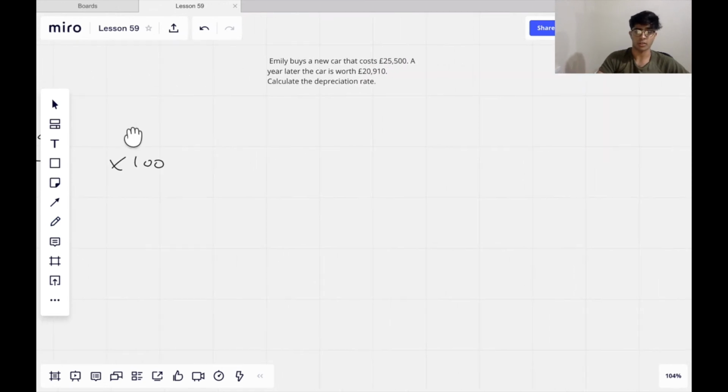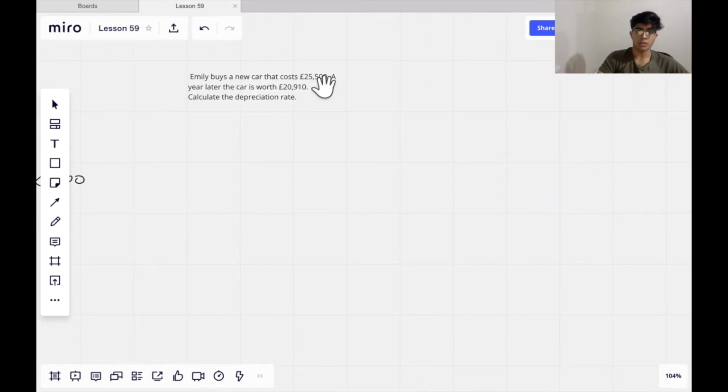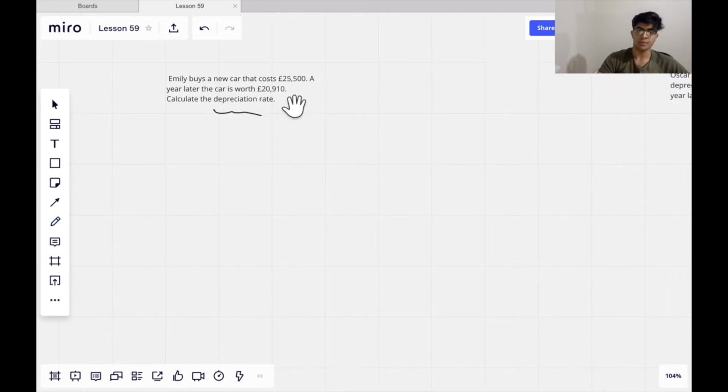A question like this: Emily buys a new car that costs that. A year later, the car is worth this. Calculate the depreciation rate. So this is what the financial context meant. Depreciation rate is just the percentage change, or perhaps better put the loss of value in a specified period of time. So all it's asking us to do is calculate the percentage change.